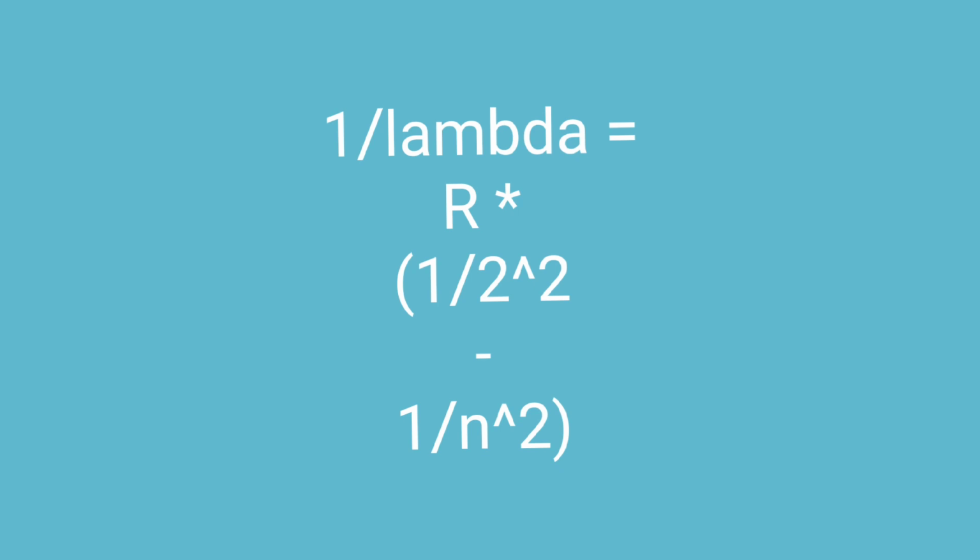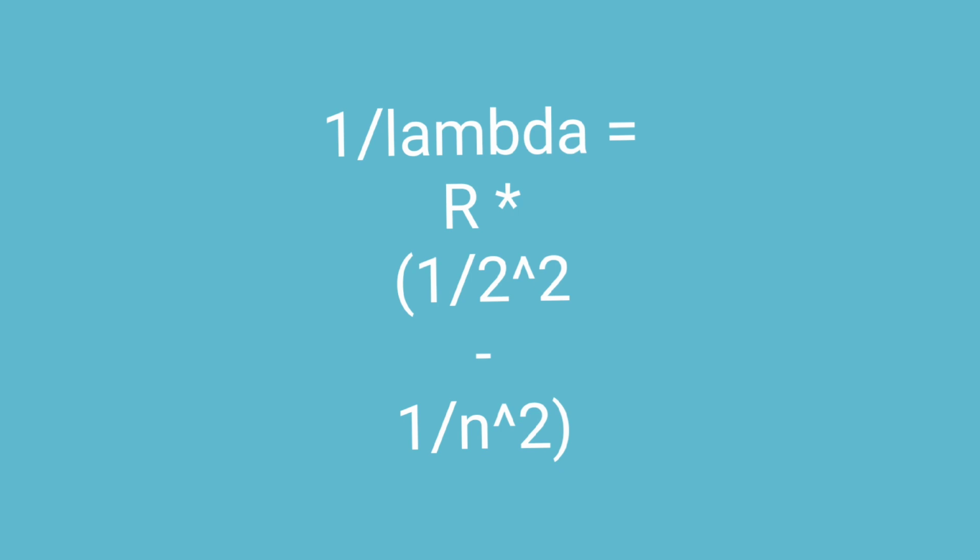Other series of spectra are known as Lyman, Paschen, Brackett, and Pfund series. These are represented by these formulas. Lyman series: 1 by lambda is equal to R into 1 by 1 squared minus 1 by n squared, where n is equal to 2, 3, 4, etc. Paschen series: 1 by lambda is equal to R into 1 by 3 squared minus 1 by n squared.